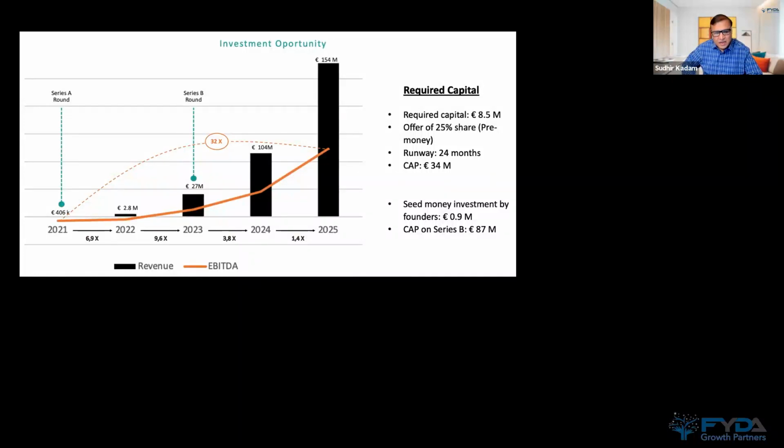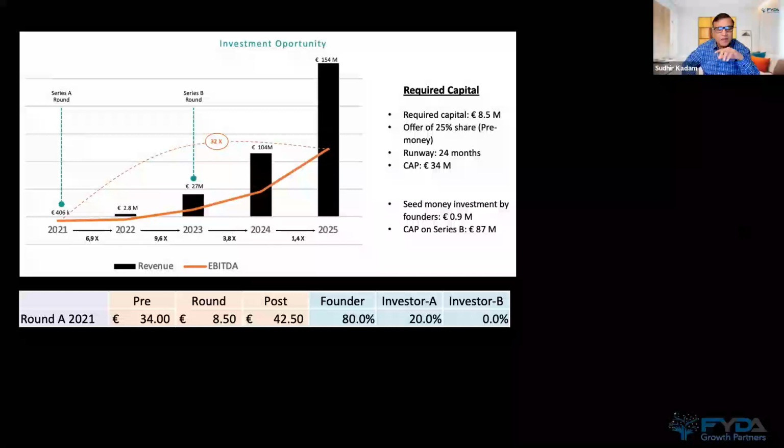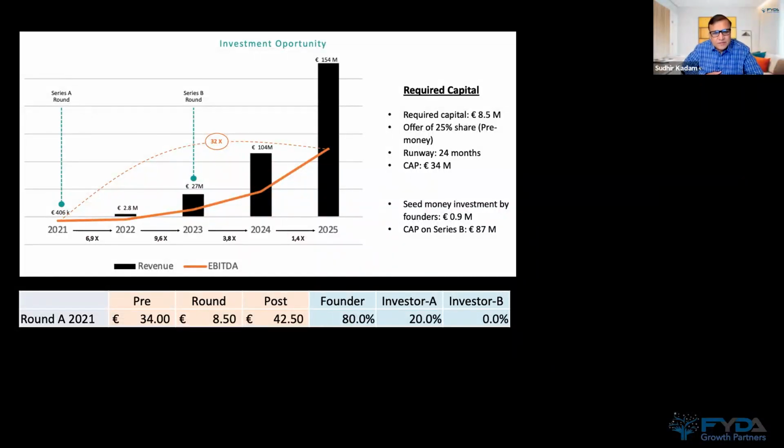Now let's see, if I have to invest money in this company, how will I think? Let me show you the whole mechanics of how the mind works. In round A, the pre-money is 34 million euros. The round is 8.5 million euros. This is a company in Europe, in Spain. So my post-money valuation of this company is 42.5 million. The founders will keep 80%, the investors will get 20%, because I will take 8.5 on 42.5, and not 25% on 34.